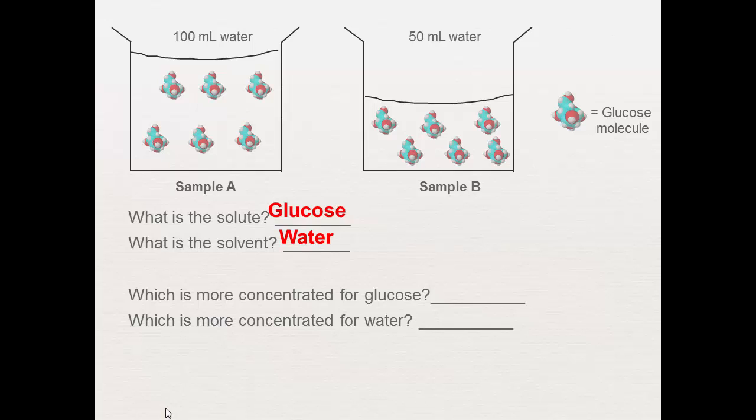So again, even if I were to count up the molecules, sure, there's 6 in each of them, but they're not the same concentration because as Sophia was explaining, sample A has double the amount of water. If you add a quarter cup of Kool-Aid to a glass of water versus adding it to a whole pitcher of water, even though you have the same amount of Kool-Aid, they're not going to be the same concentration. B has a higher concentration of glucose, and A has a higher concentration of water. So you have to take into account the amount of solute and the amount of solvent.